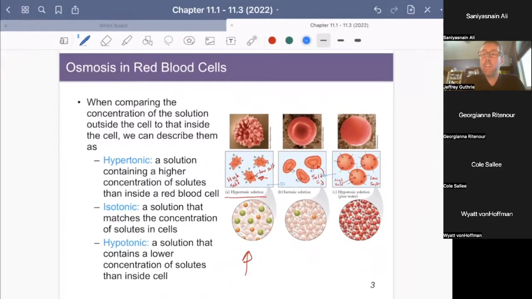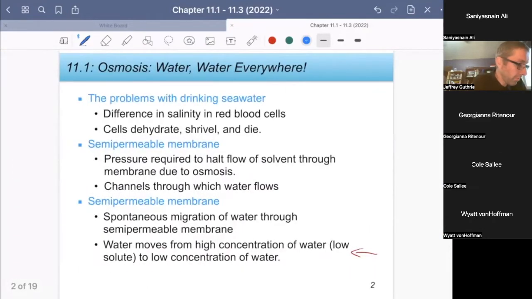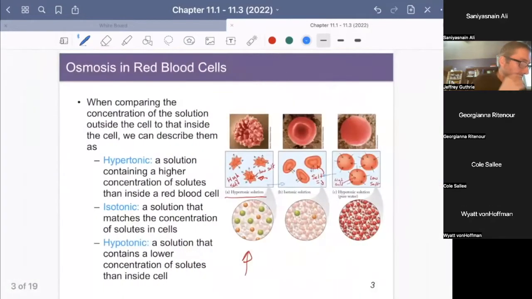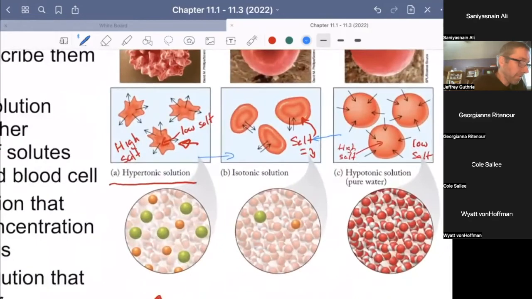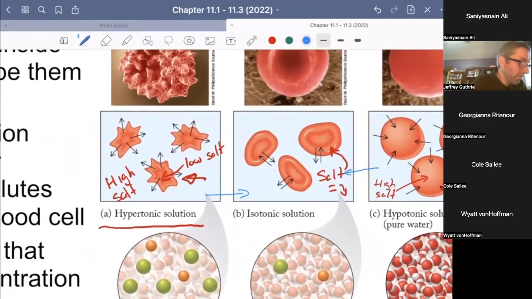Go ahead. I just had a quick question. In the slides, it says water moves from a high concentration of water to a lower concentration. So if you go back to the cells. Yep. If there's a higher concentration outside for the hypertonic and lower concentration inside, wouldn't the arrows be opposite?